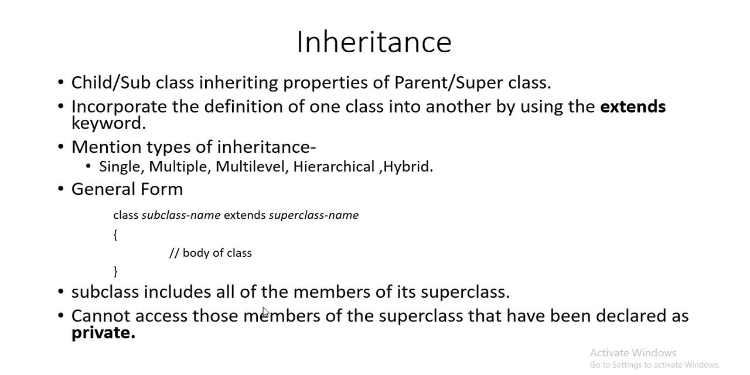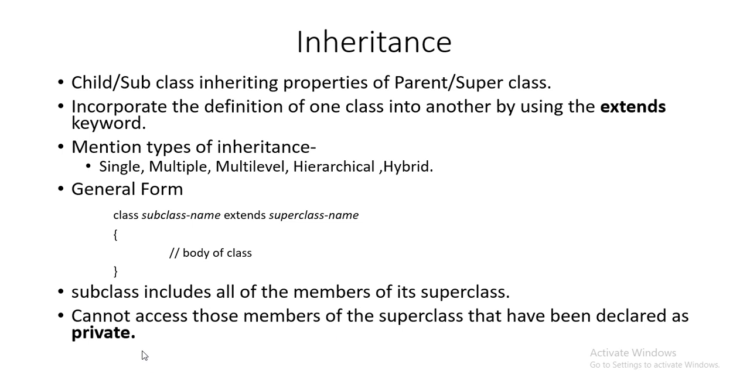Now the subclass includes all of the members of its superclass. As I said, it inherits the properties, which means indirectly it accesses all the data members of a superclass. That is, the child class inherits all the properties of the parent class, so indirectly all the properties, meaning the data members or member methods.